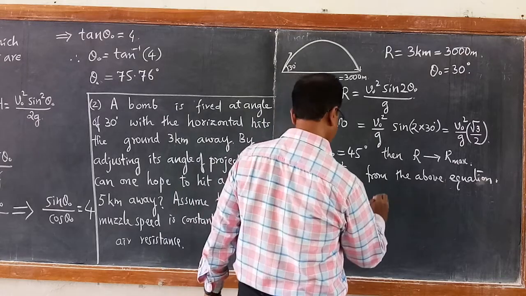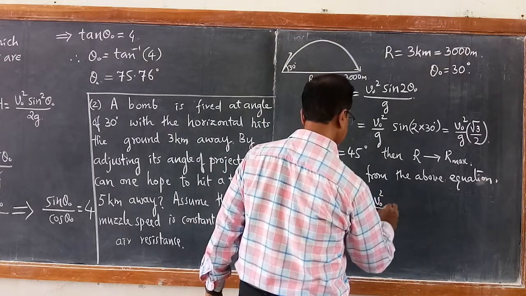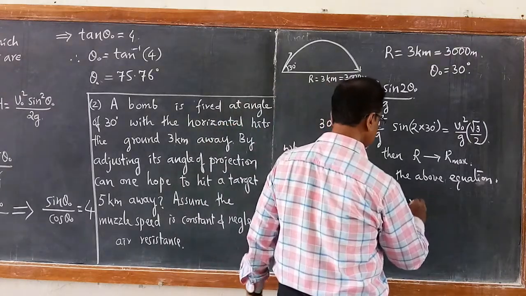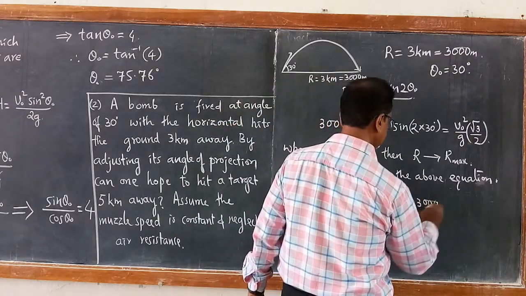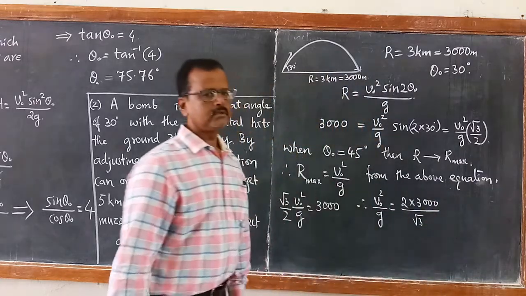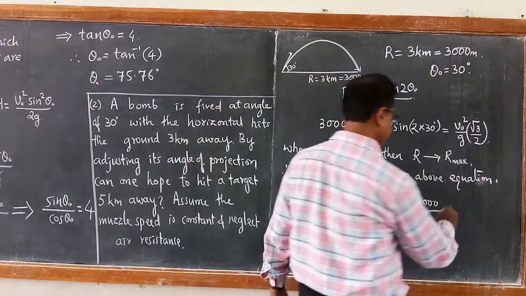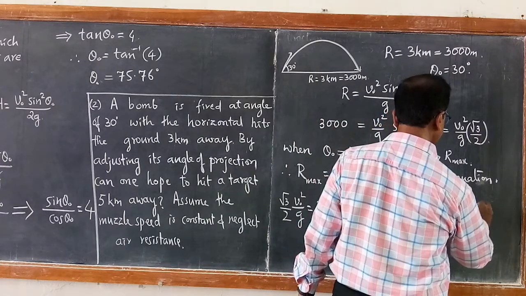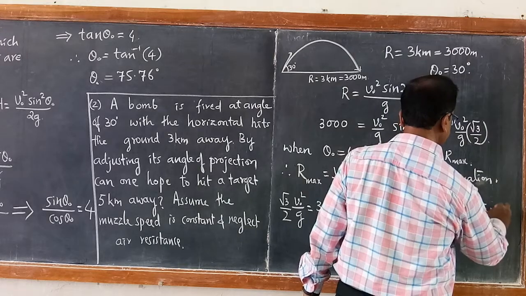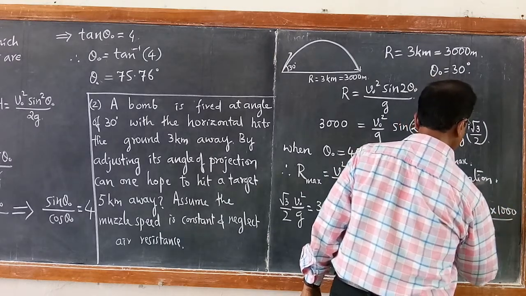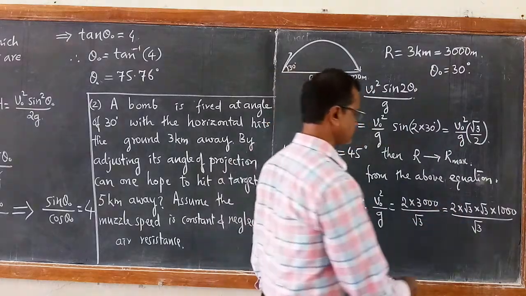Therefore, V0 square by G is equal to 2 into 3000 divided by root 3. So you can make it still simple. 2 into root 3 into 1000 divided by root 3. So root 3 cancels.